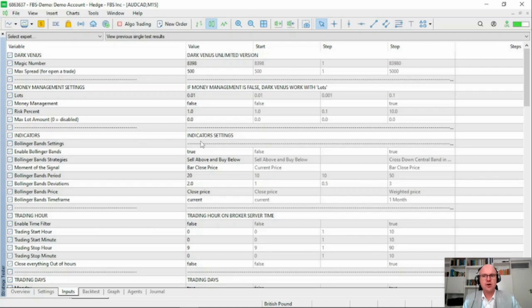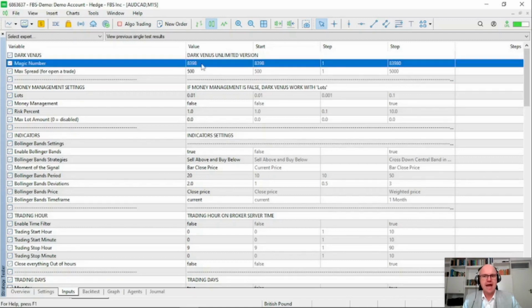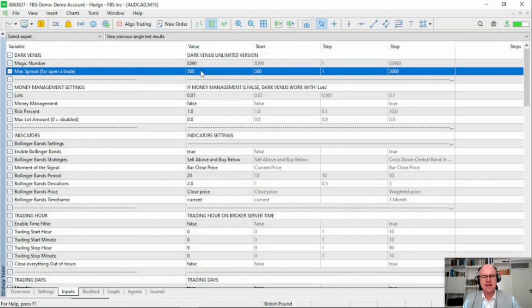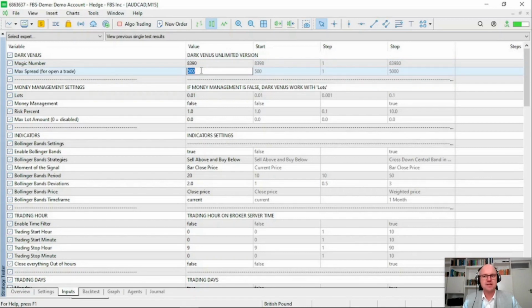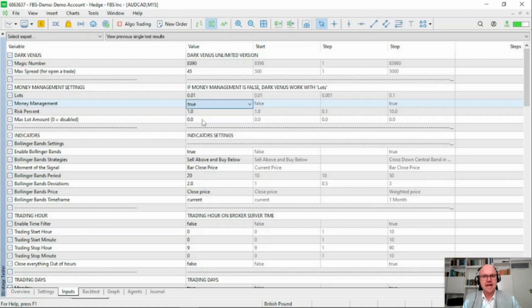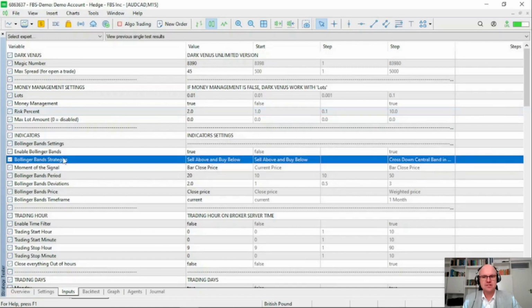The first thing that we are going to do is look at the magic number and max spread. First, I'm going to change the magic number because I will be trading multiple instances of Dark Venus on the same account. Additionally, I'm going to adjust the maximum spread for my broker to 45, and I'm also going to next change our money management settings. So if you are new, I do recommend staying at the 0.01. However, I'm going to be using money management true and a 2% risk.